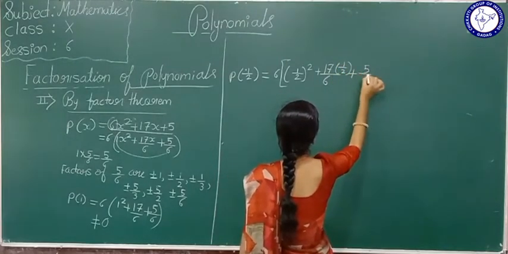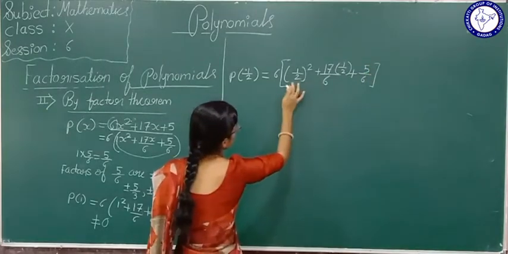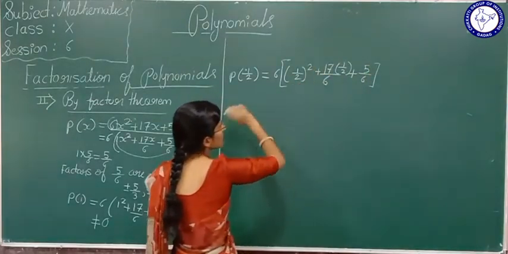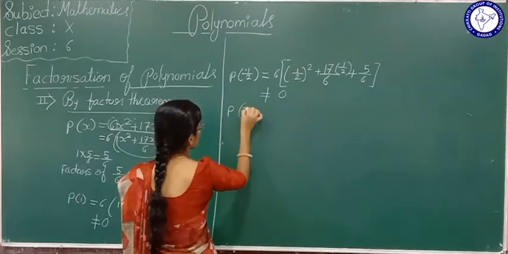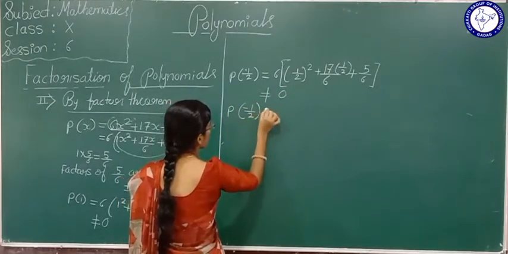See, by seeing only we can tell that here it is not possible because all are positive, right? This is also not equal to 0. You can simplify and check, students. Go for p of minus 1 by 2.